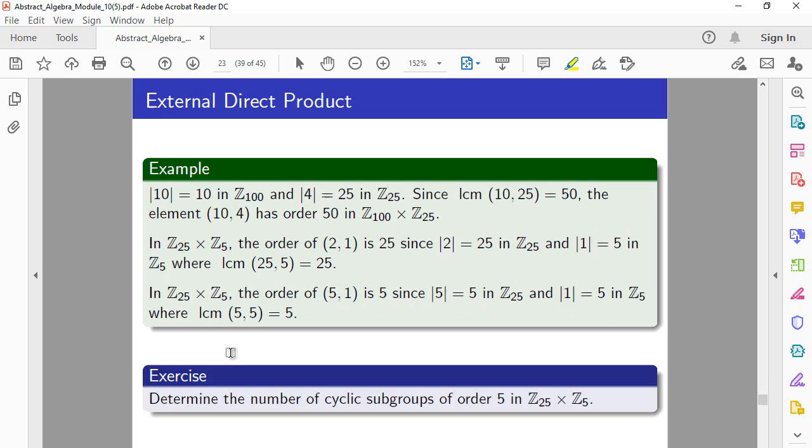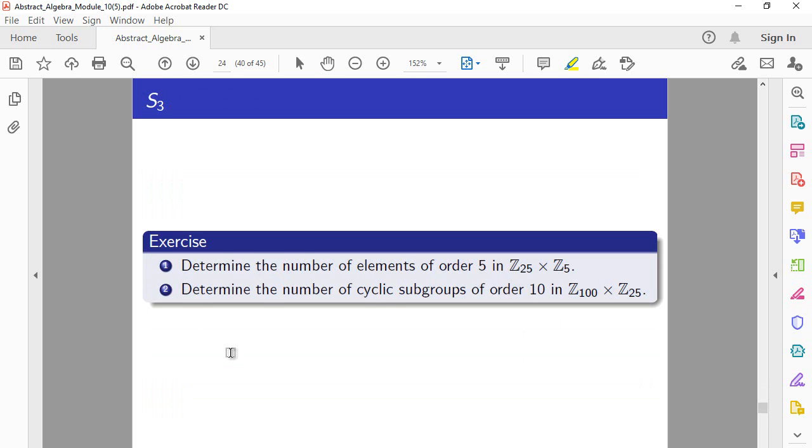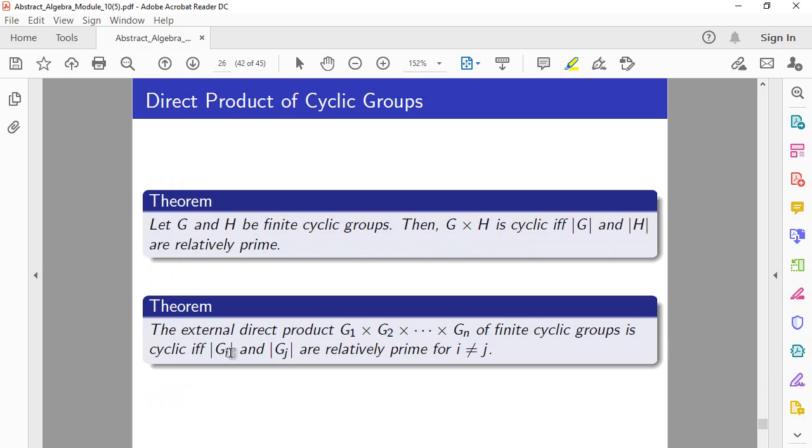Okay, so here are a couple of exercises for you, and here are two more important results.